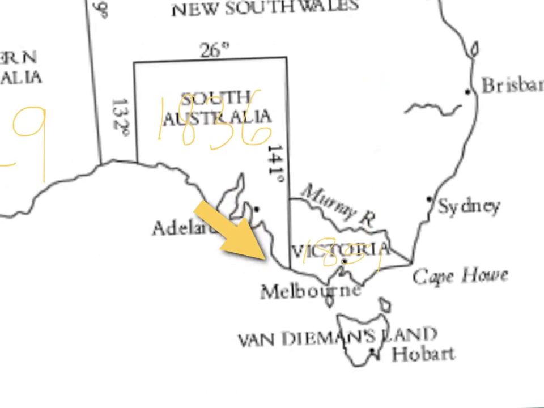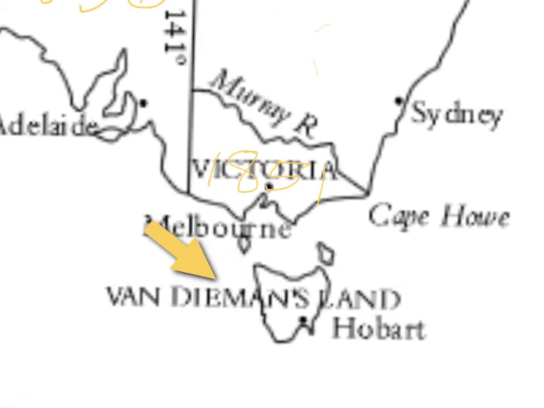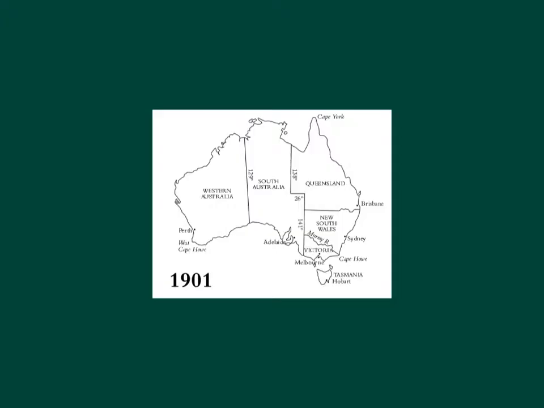There's one final thing that I would like to point to your attention, and that is down here, Van Diemen's Land. Of course, we know Van Diemen's Land as Tasmania, and this name change occurred in 1853. So now on this map, you guys are all pretty much up to date with all the changes.